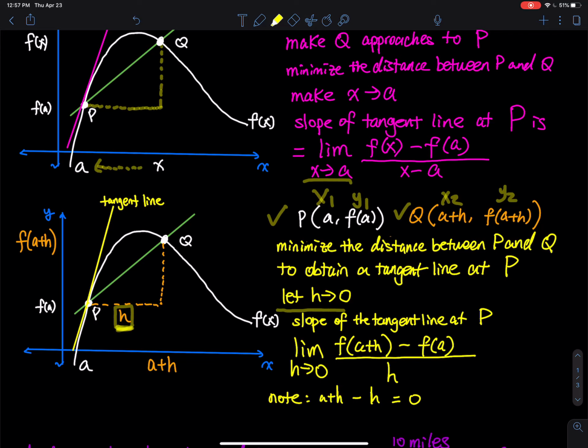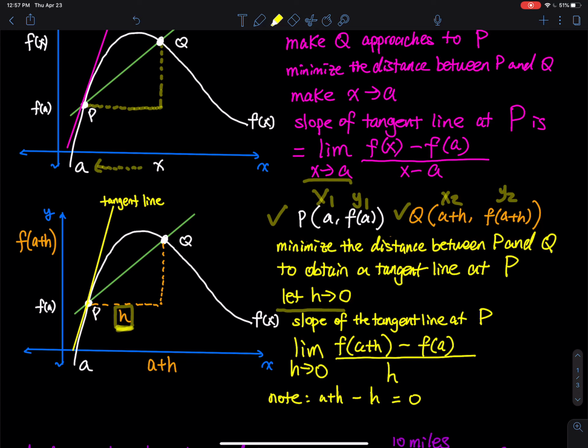Look at the yellow line. The yellow line is a tangent line. So the tangent line touches the curve one time at point P. The slope of the tangent line is the same thing as the slope of the function f at point P. At point P, there is a slope. I am using the tangent line, the straight line, to estimate the slope of the curve at point P. Because the tangent line and the curve f of x, they have the same slope at point P.